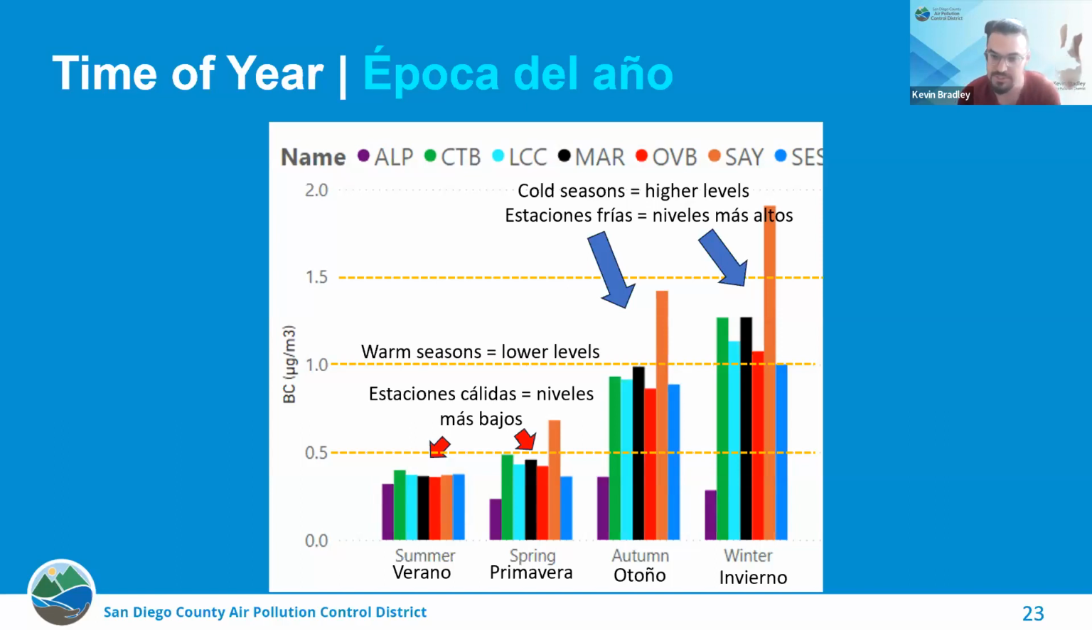This does give us a little bit of a chance to compare site by site. So you can kind of see, for example, in the wintertime, the black and the green bars are the highest for the Portside sites. And those are our Marine Terminal and Boston Avenue sites.